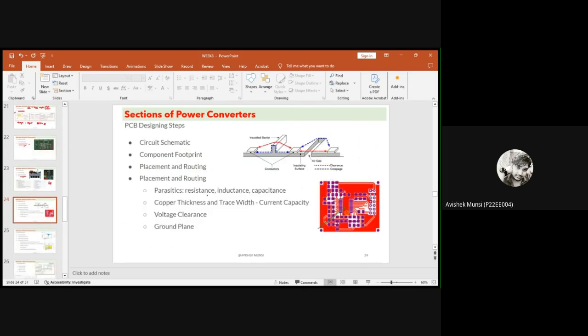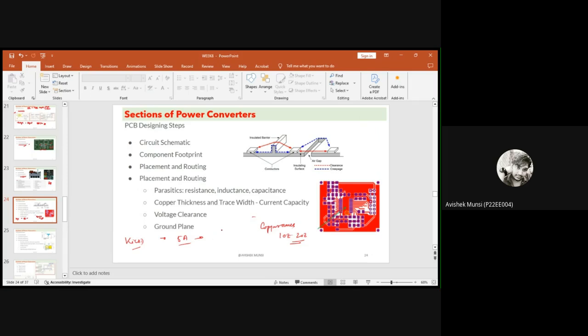So next is the trace width. Whenever you are taking traces for connection, it has some definite width based on the copper ounce, suppose 1 OZ, 2 OZ, based on which you have a definite trace width. If you're using KiCad or any other tool, or an online calculator, you can calculate how much trace width we require for, suppose, 5 ampere current.